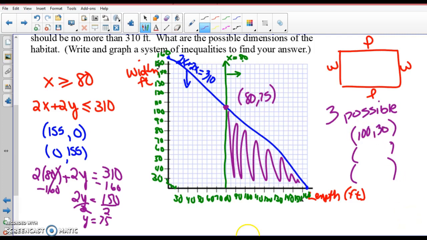I could go 120 by 50. I could go up here, what is this, 80 by 80. How can I see if for sure these work? Plug them in. Plug them in. Okay, yeah. Could 80, you can do whatever you want. But, oh no, 80 would not work. 80, 70 would work.